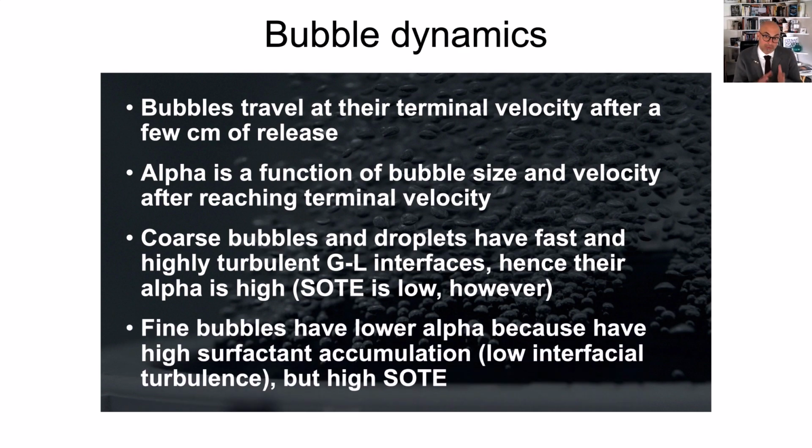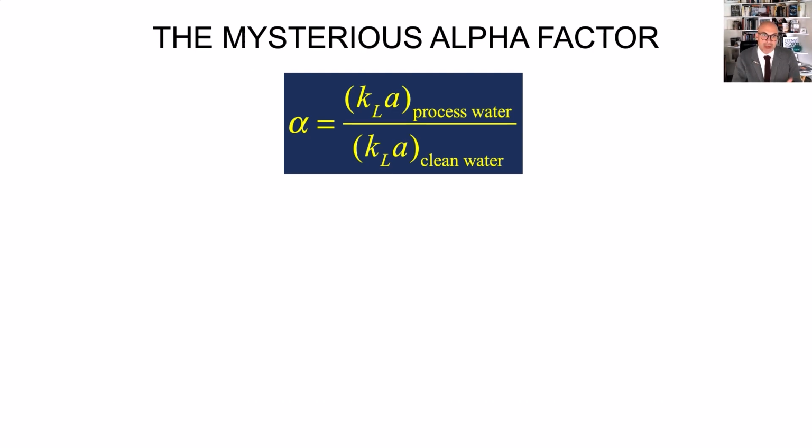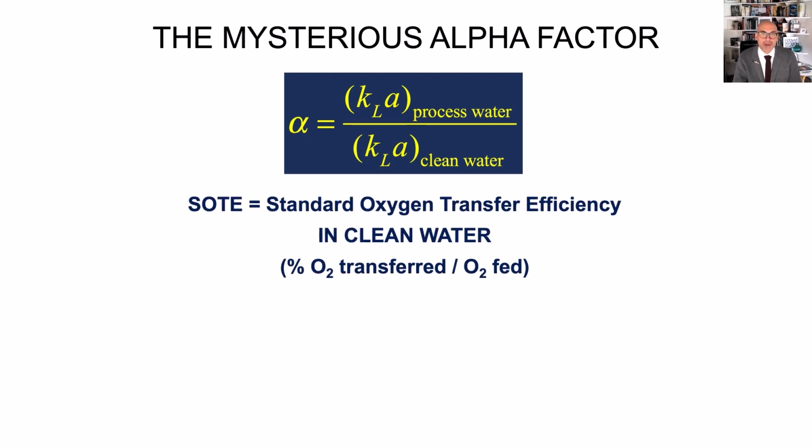But fine bubbles are preferred for municipal, for urban wastewater treatment because they're energy efficient and we don't have high strength wastewater in general. So they have low interfacial turbulence, they're slow, they provide a lot of chance for the accumulation of surfactants, but they have so much surface area they can still dissolve a lot of oxygen, and the transit time is much longer, there is more contact time. So there's a high oxygen transfer efficiency, even though the oxygen transfer rate is somewhat limited, but it's sufficient for treating municipal wastewater. So this alpha factor, this notoriously mysterious alpha factor, is the ratio of the gas transfer coefficients in processed water and clean water.